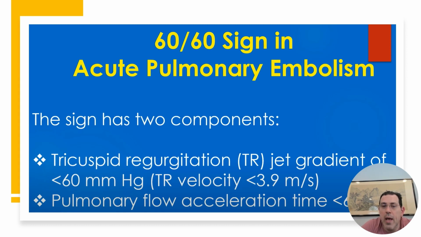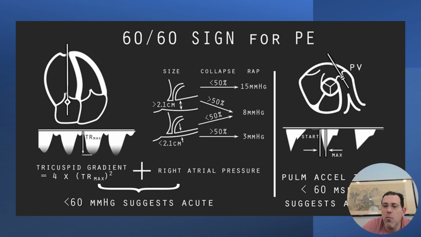So here then, we have the 60-60 sign, and it's composed of two particular components, a tricuspid regurgitation jet gradient of less than 60, and a pulmonary flow acceleration time of less than 60, hence the name 60-60 sign. And just in very brief, again, you can get more information about this on my website, you're going to get the tricuspid valve into view right here. You're going to shine a Doppler wave down here, and you're going to get your gradients, and you're going to look to see if there's less than 60.